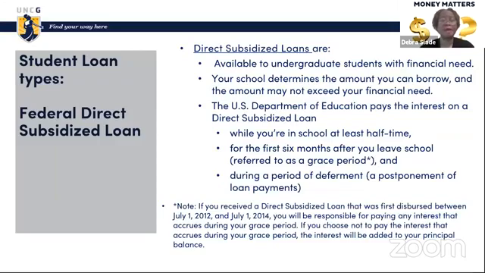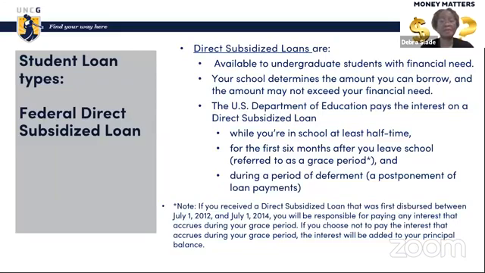So the first type of loan is a direct subsidized loan. And these are available to undergraduate students only. So if you're getting a master's degree, you're not eligible for the subsidized loan. So it's only for students in an undergraduate degree program. So your school will determine how much you can borrow. And again, this is based on information from the FAFSA.